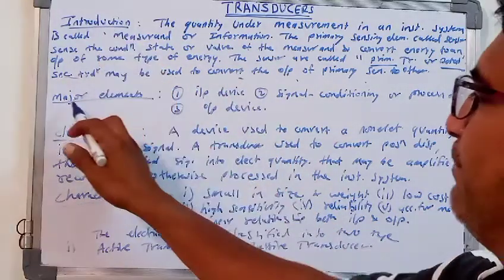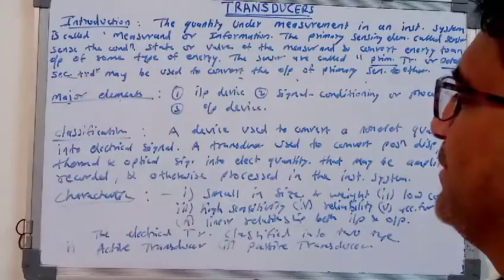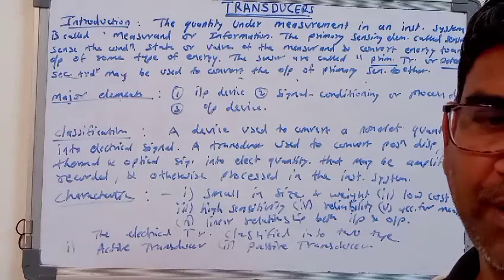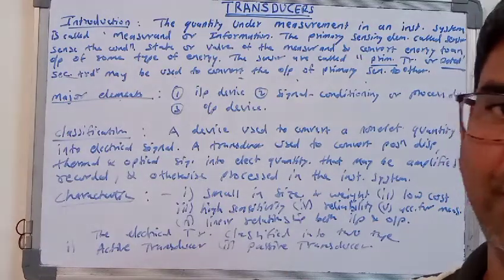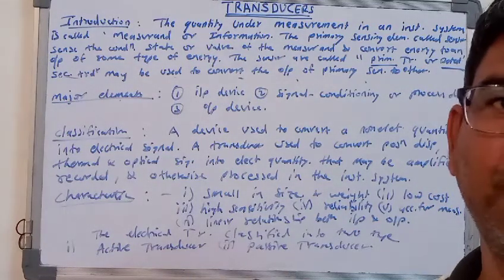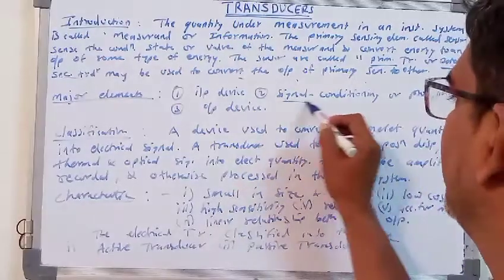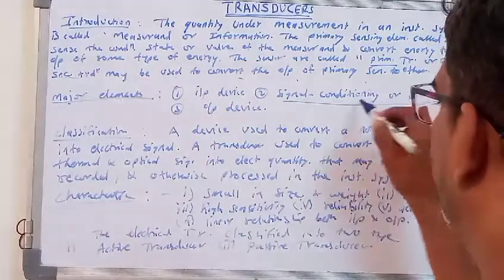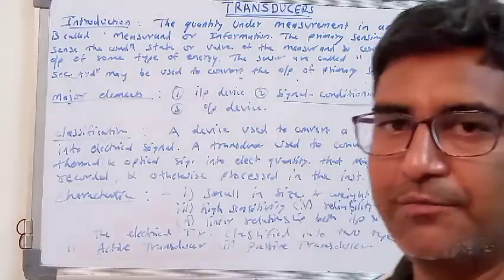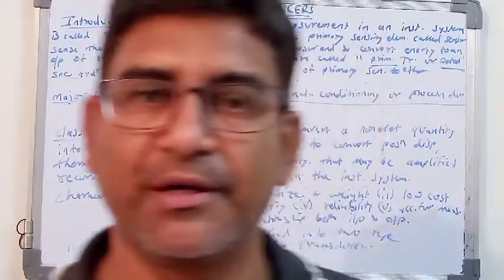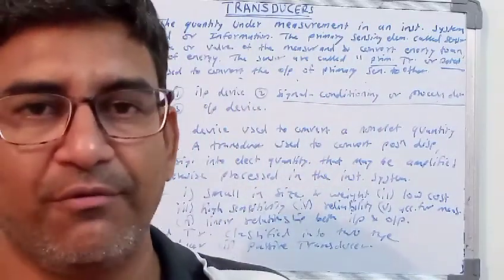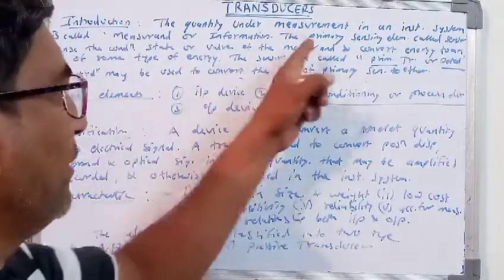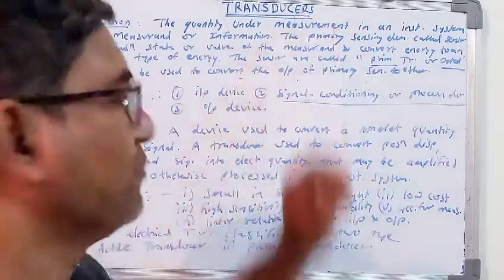Okay, then we will see the measuring elements. There are different measuring elements of this transducer. The first, very well known, is the input device, and the next is the output device. But apart from the input and output devices, you have the signal conditioning or processing device, where the signals are generated and the value is processed, which is very important for the measuring element in this transducer.